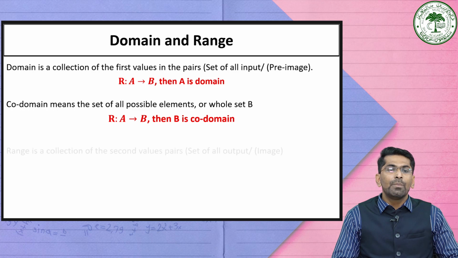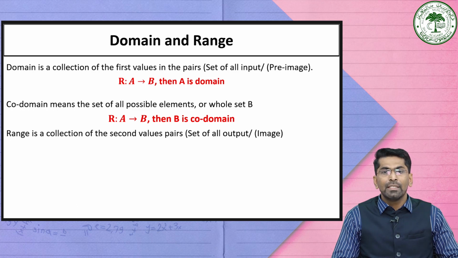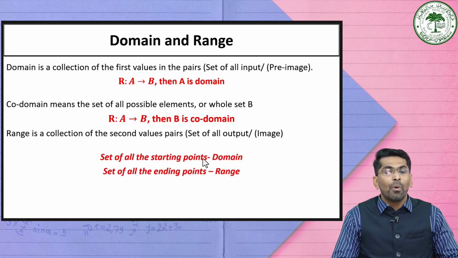Now the third concept, which is range. Range is a collection of the second values in the ordered pairs, or the set of all output values. It is also called the image. In other words, the set of all starting points is called the domain, and the set of all ending points is called the range.